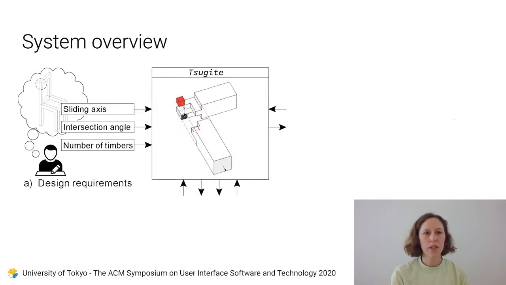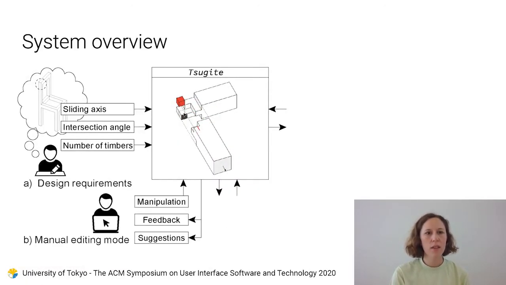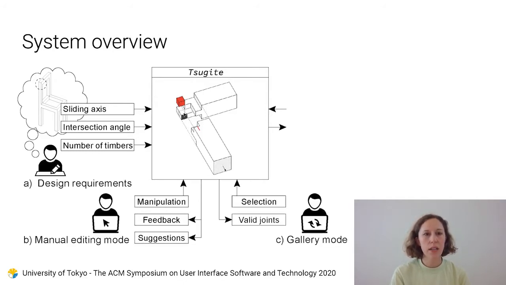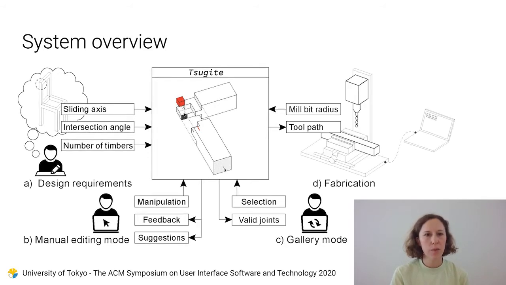In summary, the user sets certain design requirements. Then the user can edit the joint manually by pushing and pulling on the faces while receiving real-time feedback and suggestions. Alternatively, the user selects a valid joint in the gallery mode. Finally, the joint is exported for fabrication.